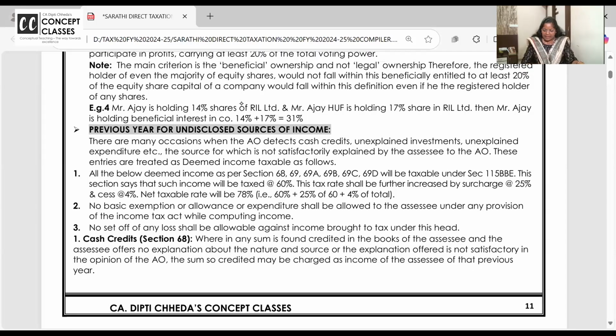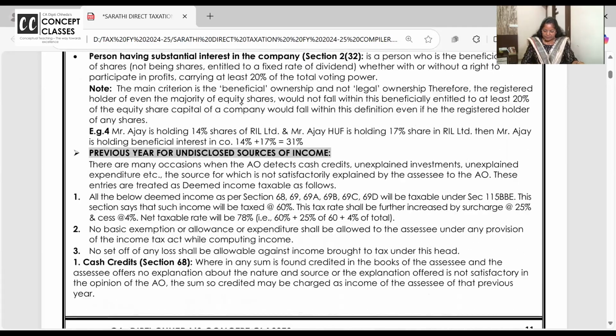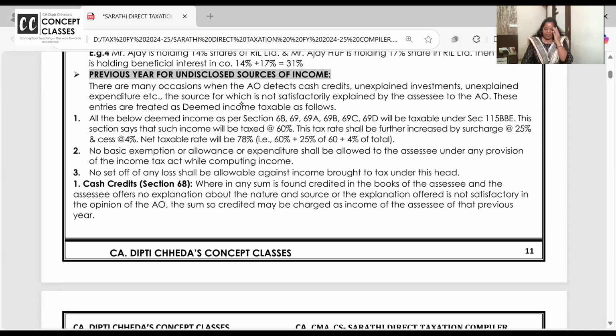Okay, enough of practical insights. Let us go to our material and read what are the different modes of undisclosed income. I'm on page number 11.